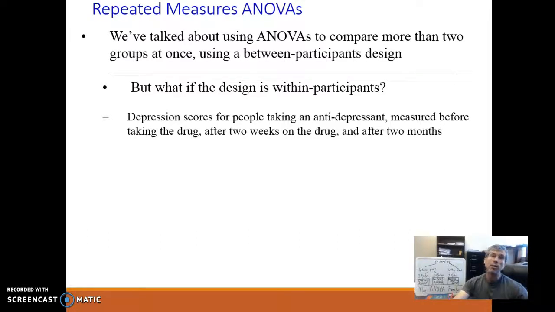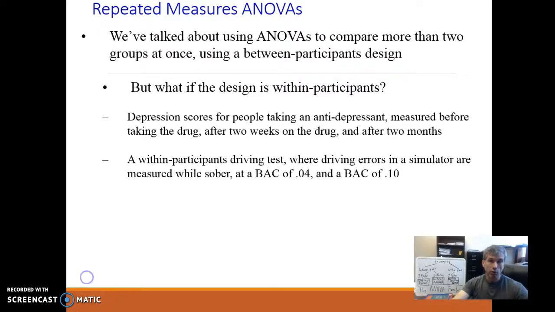You want to see if an antidepressant works. Well, the best way to do that is to take people who are unfortunately depressed and track them over time, first before they take the drug, then after a short period of time, then after a longer period of time. 3 sets of scores from the same people. Again, we would need to run an ANOVA, but we can't run a one-way ANOVA. We would need what's called a repeated measures ANOVA.